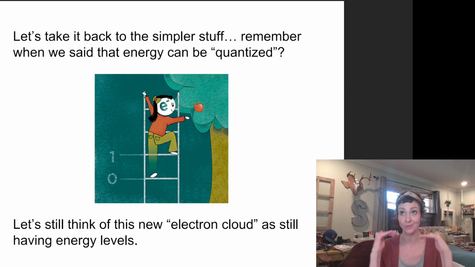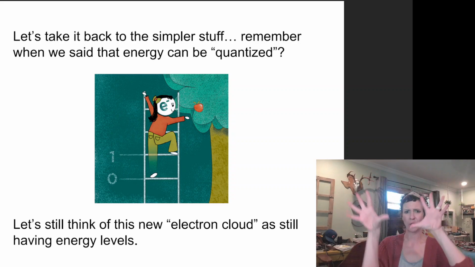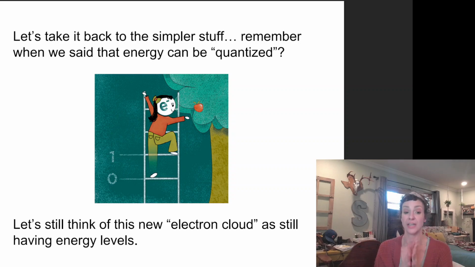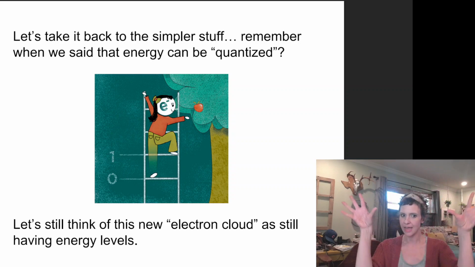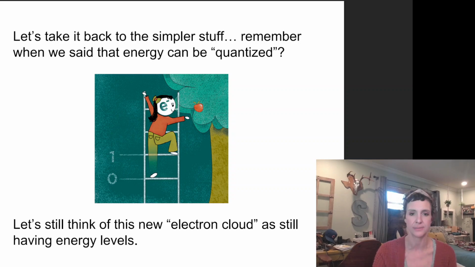Remember when we had the cute little energy levels, right? And the electrons jump up and down and gave perfect little spectral lines of light. So we said that that energy can be quantized. That is still basically true. But we know that the picture is a little bit fuzzier than what we were looking at before. But let's scale it back, and even though it's a new electron cloud, we're still going to think of it as having energy levels inside of that cloud.